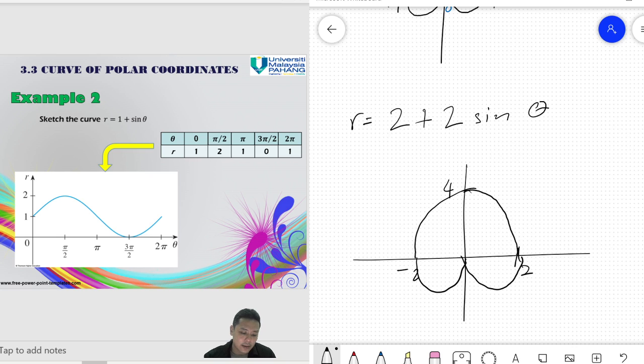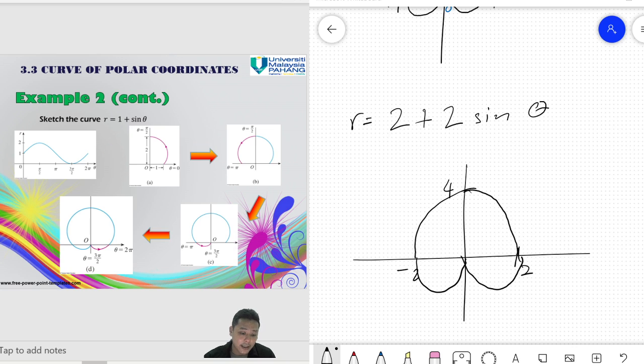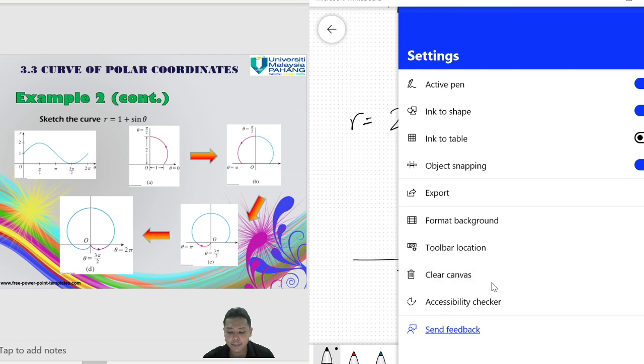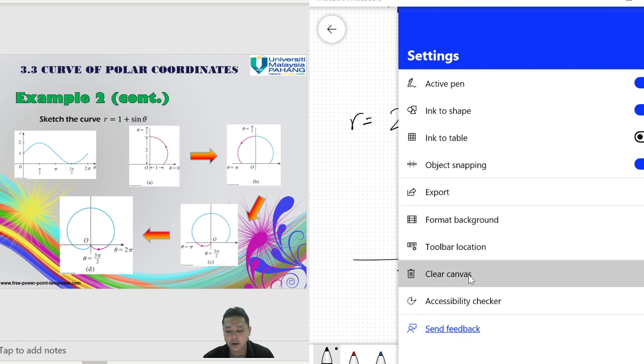If we move forward to the cos, dia tak ada cos ke sini, ada ke? Ada, okay. Let me show you the example of cos.